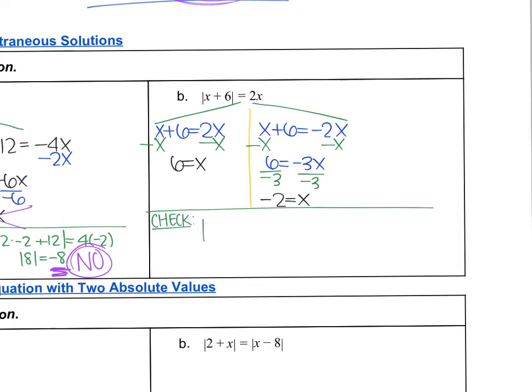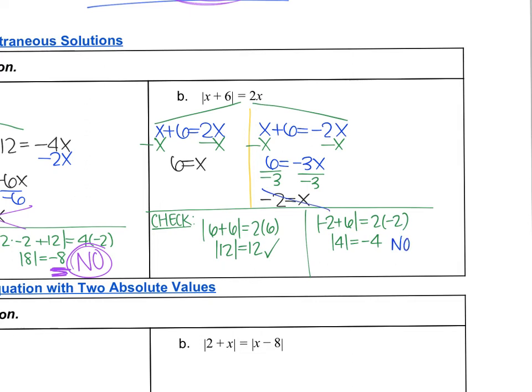When I plug the first one in, it's 6 plus 6 equals 2 times 6. That's the absolute value of 12 equals 12. That is true, so the first one checks out. Let's try the second one. It's negative 2 plus 6. That equals 2 times negative 2. That's the absolute value of 4 equals negative 4. Uh-oh, red flag. We can't have the absolute value equal to a negative, so this one does not check out, which means my only solution is x equals 6.